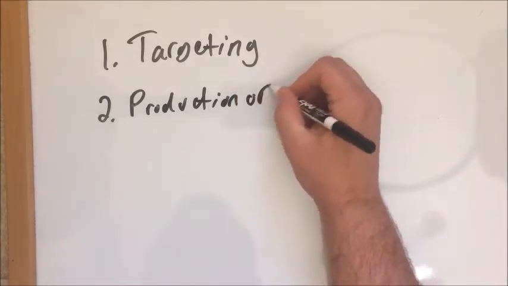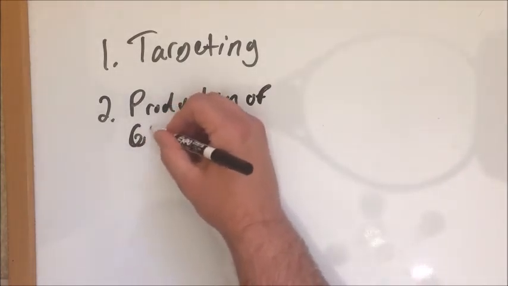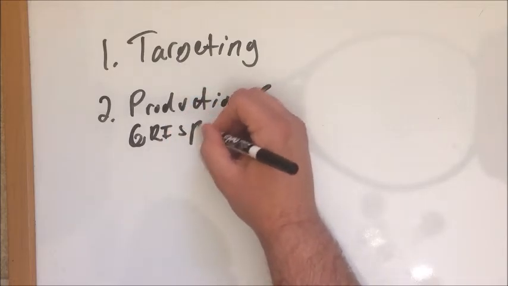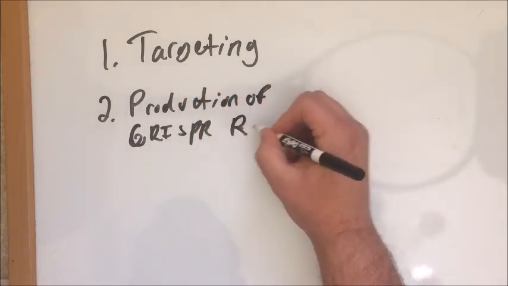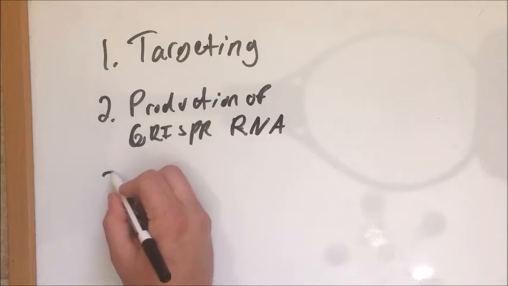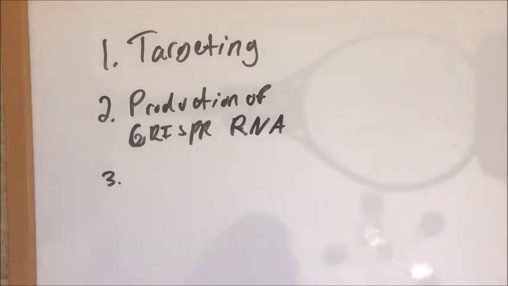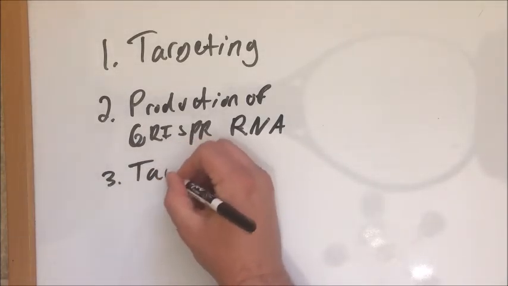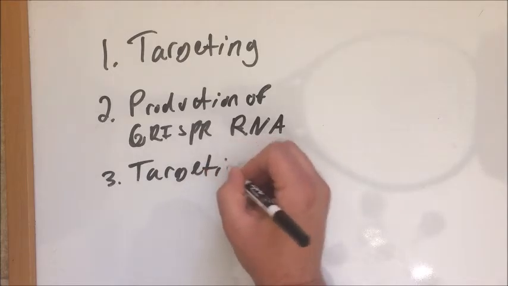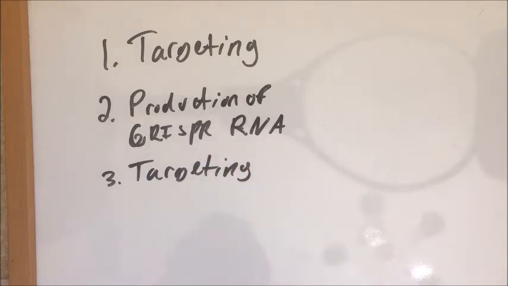Step 3 is going to be targeting. The targeting of CRISPR RNAs guide bacterial molecular machinery to destroy the viral material. Because CRISPR RNA sequences are copied from the viral DNA sequences acquired during adaptation, they are exact matches to the viral genome and thus serve as excellent guides.